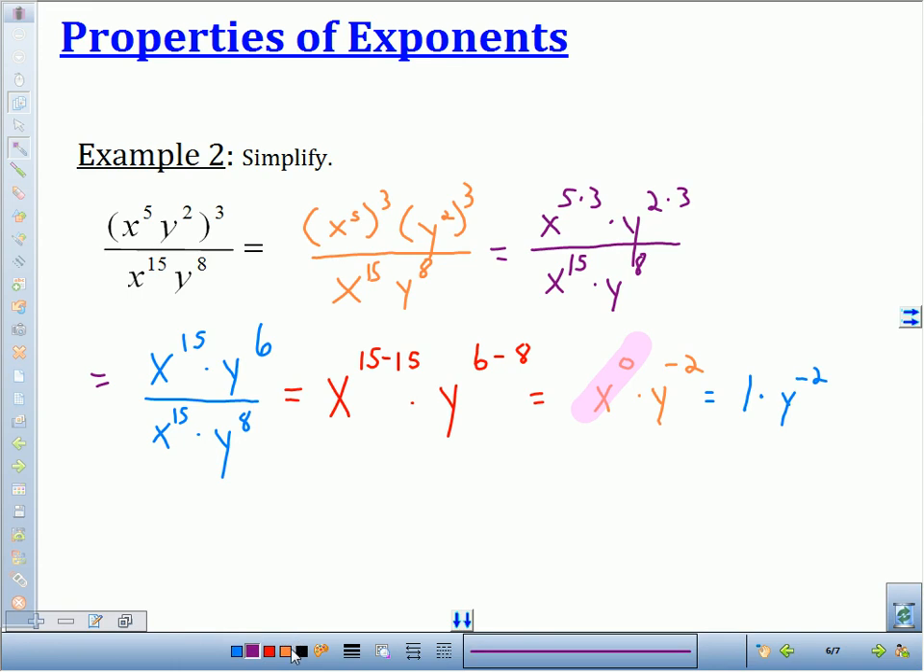Let's see, so this is the end of our problem. You can see now I've got 1 times y to the negative 2nd, which the 1 doesn't matter. But I do have y to the negative 2nd. And y to the negative 2nd, using the negative exponents property, gives us 1 over y to the 2nd. And that is our final answer.